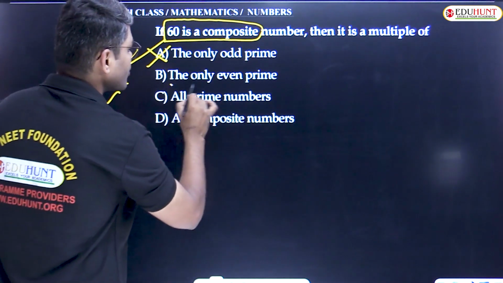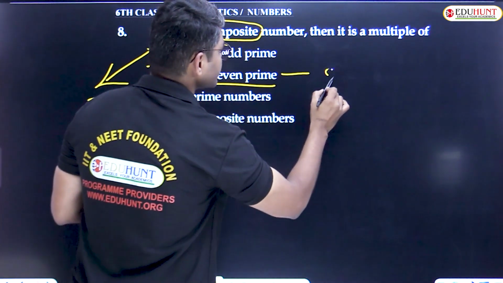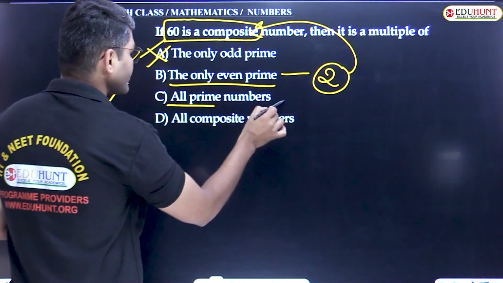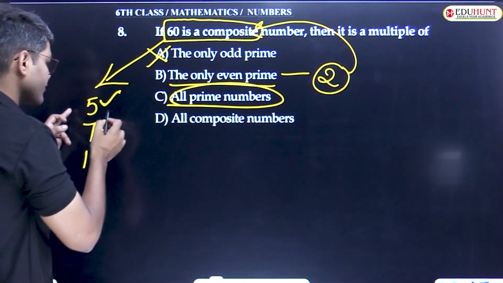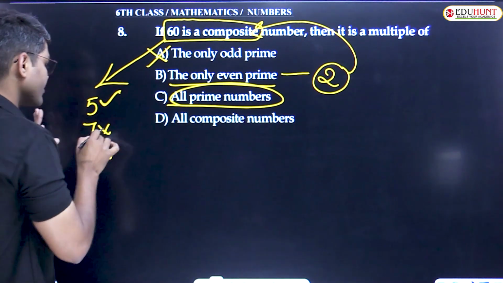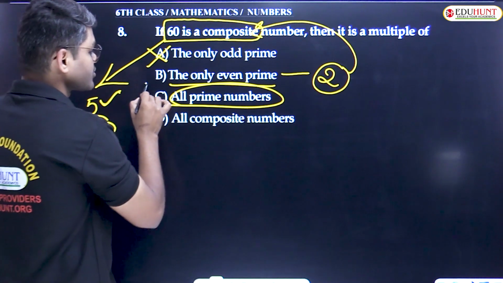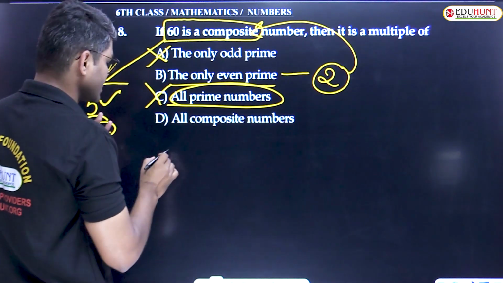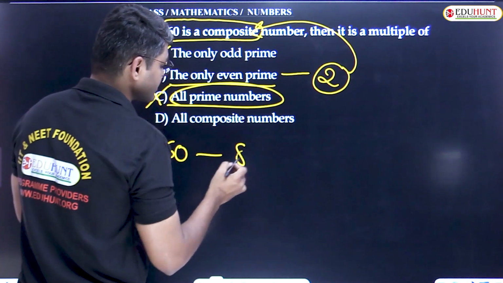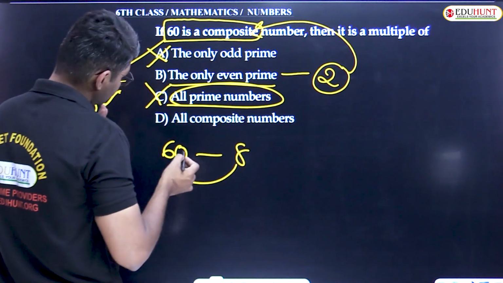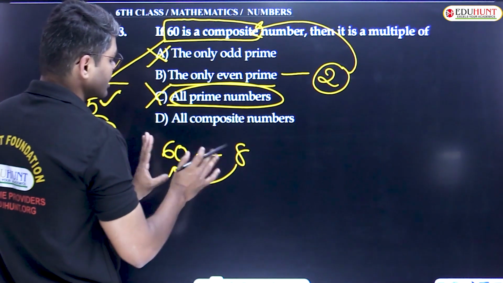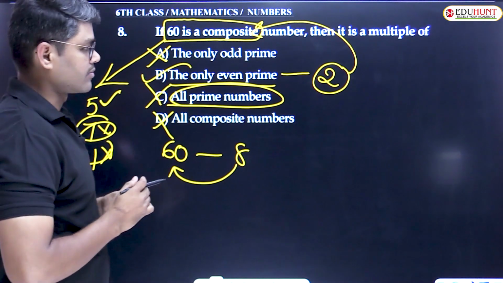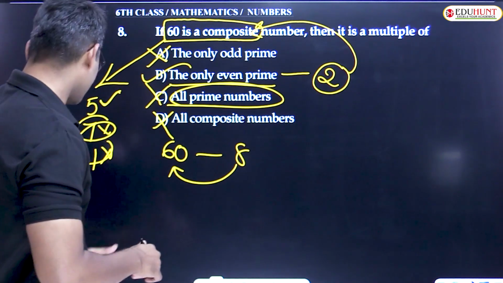And the only even prime, even prime is 2. It is divisible by 2. Next, all prime numbers: it is divisible by 5, 2 and 3 but not 7 and 11. That means this option is also wrong. All composite numbers: 60. Let us take 8. In the 8 table 60 will not come, so it is not divisible by 8. Therefore the answer for this question is the only even prime number. Okay, let's move on to the next one.